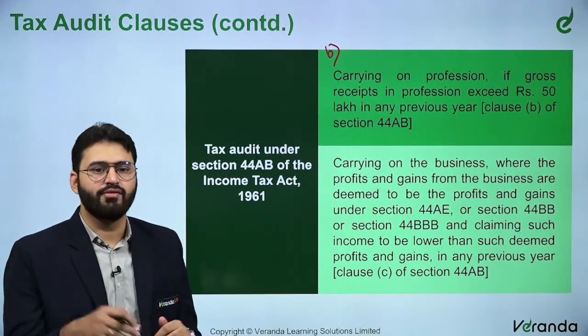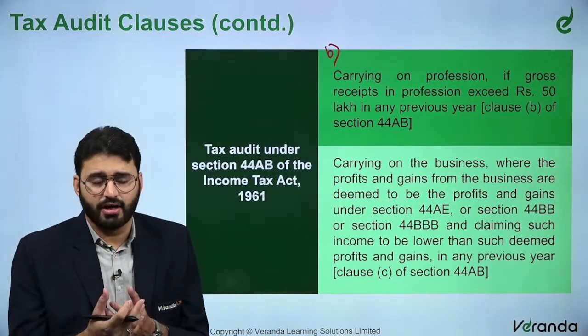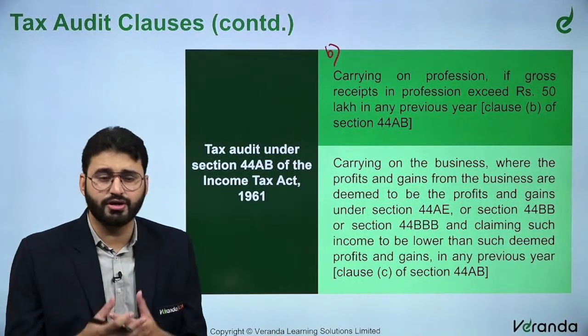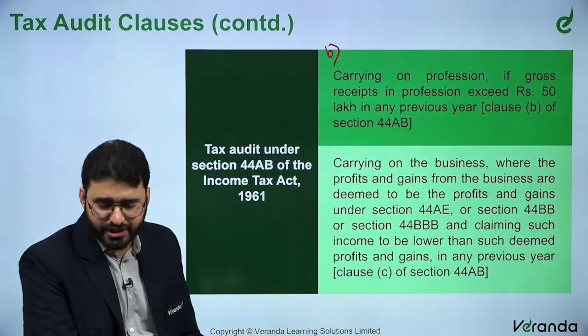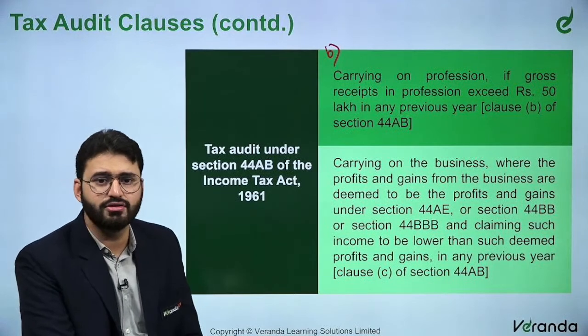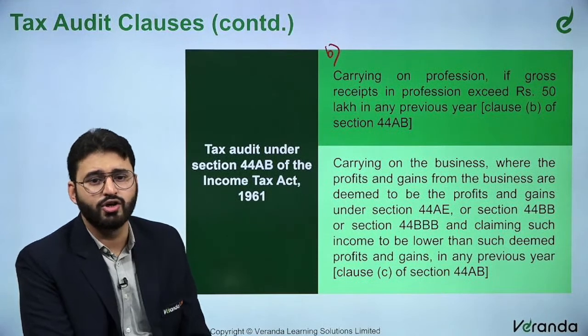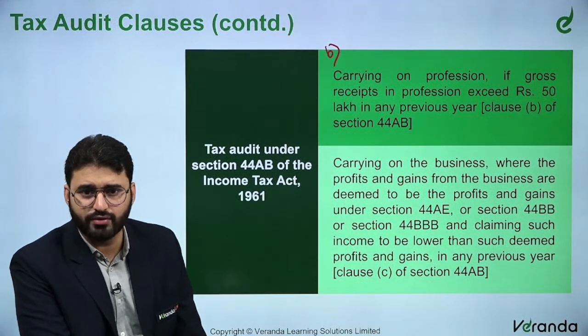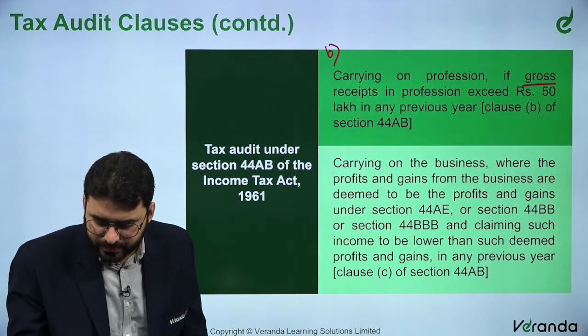If you are a doctor, an architect, an engineer, a chartered accountant, a company secretary, a cost and management accountant, all these are professions. If you are a professional, then what is your threshold? 50 lakh rupees. If it crosses 50 lakh rupees, you will have to do a tax audit under section 44AB. Your gross receipts, that is your turnover.